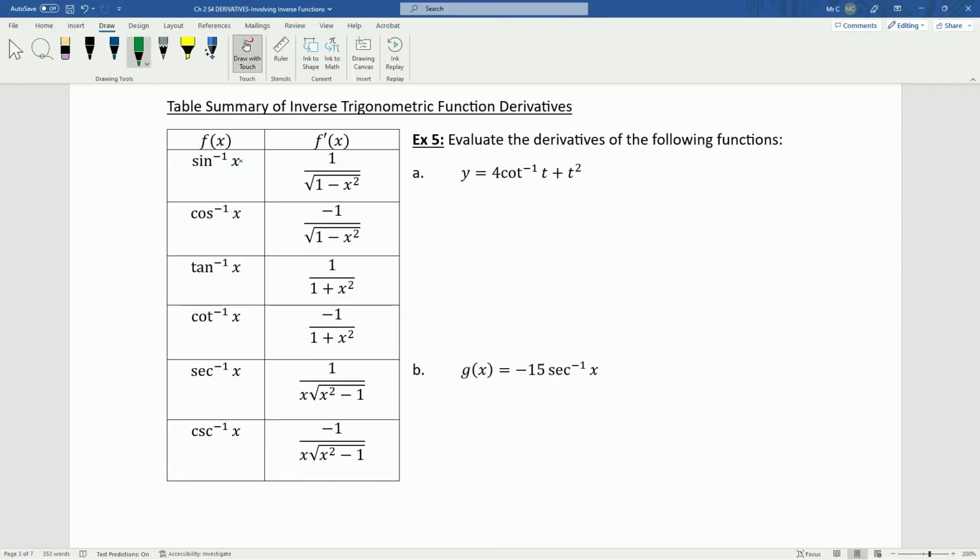Let's take a look. Sine inverse of x, the derivative is 1 over the square root of 1 minus x squared. Cosine inverse of x has the same derivative but negative. Tangent inverse of x has the derivative 1 over 1 plus x squared. Cotangent inverse of x has the same derivative but negative. Secant inverse of x has the derivative 1 over x times the square root of x squared minus 1. And cosecant inverse of x is the same except negative.